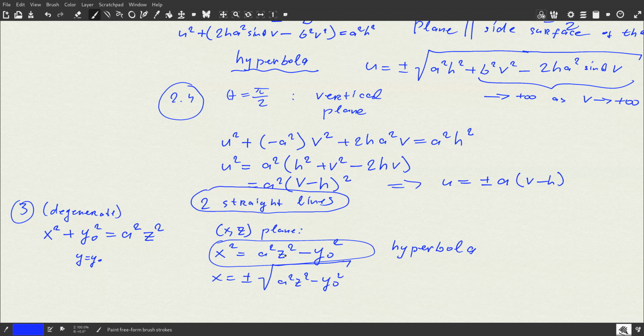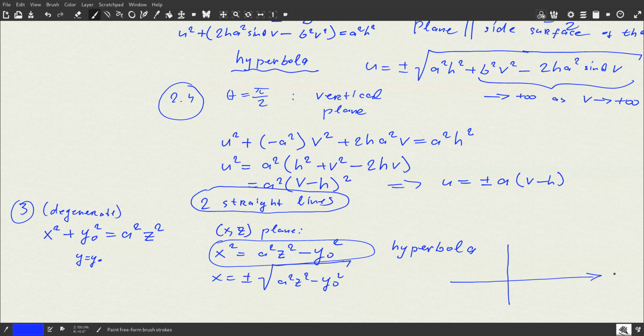As z tends to plus infinity, we have this term going to plus infinity as well, and therefore we can get arbitrarily large values of x and z, or of x. On the other hand, we can't have z equal to 0 here, because that would mean that the right-hand side becomes negative. So there is a minimum value of z, which is attainable, which corresponds to x equals 0.